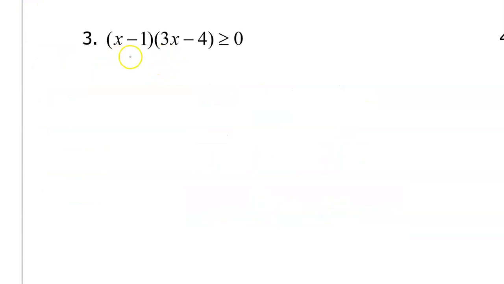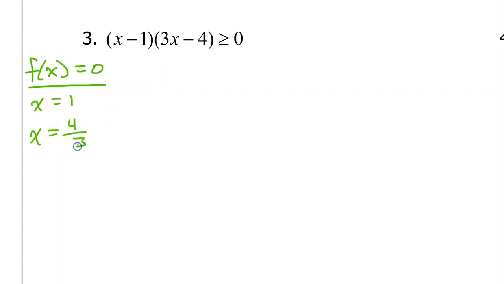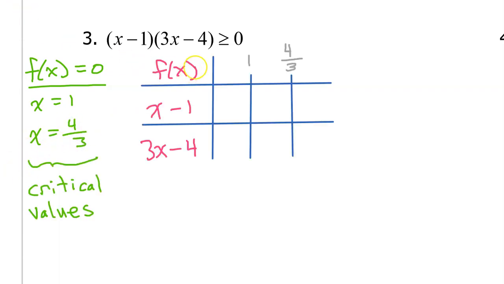I encourage you to pause the video and try number 3 by yourself. We start by asking ourselves what values will cause f of x to equal 0. Setting the first factor equal to 0, we get x is equal to 1. Setting the second factor equal to 0, we get x is equal to 4/3. Put the critical values across the top of your sign chart like this.